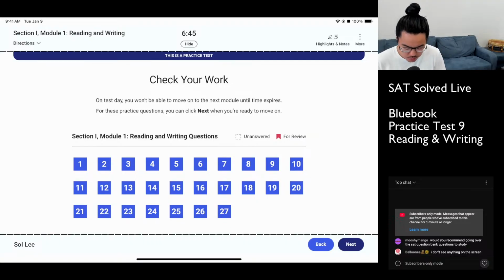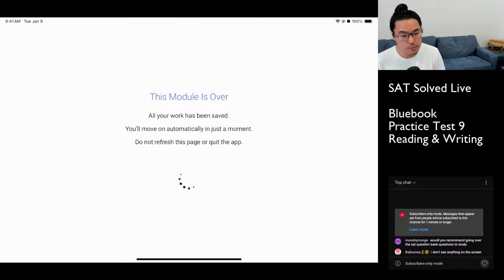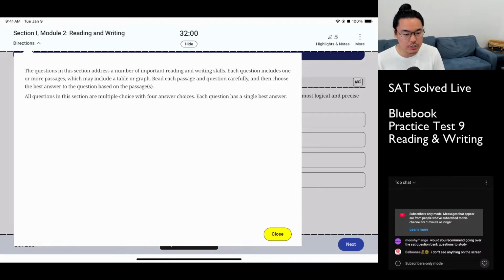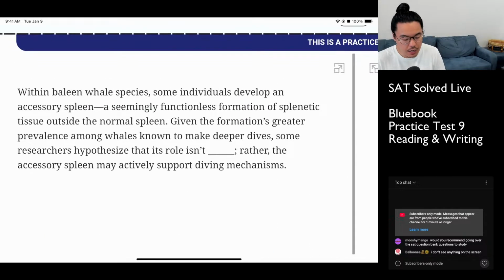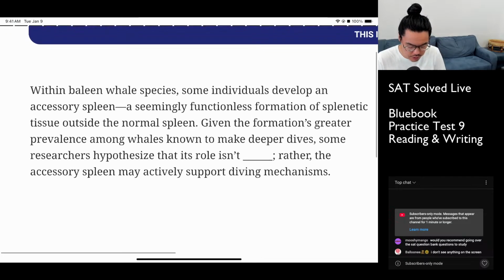All right, let's go into module 2. And again, I'm going to say this one more time. You are welcome to just chat during the stream. I may not respond to you during the solving, but I will be able to scoop up those questions at the very end.